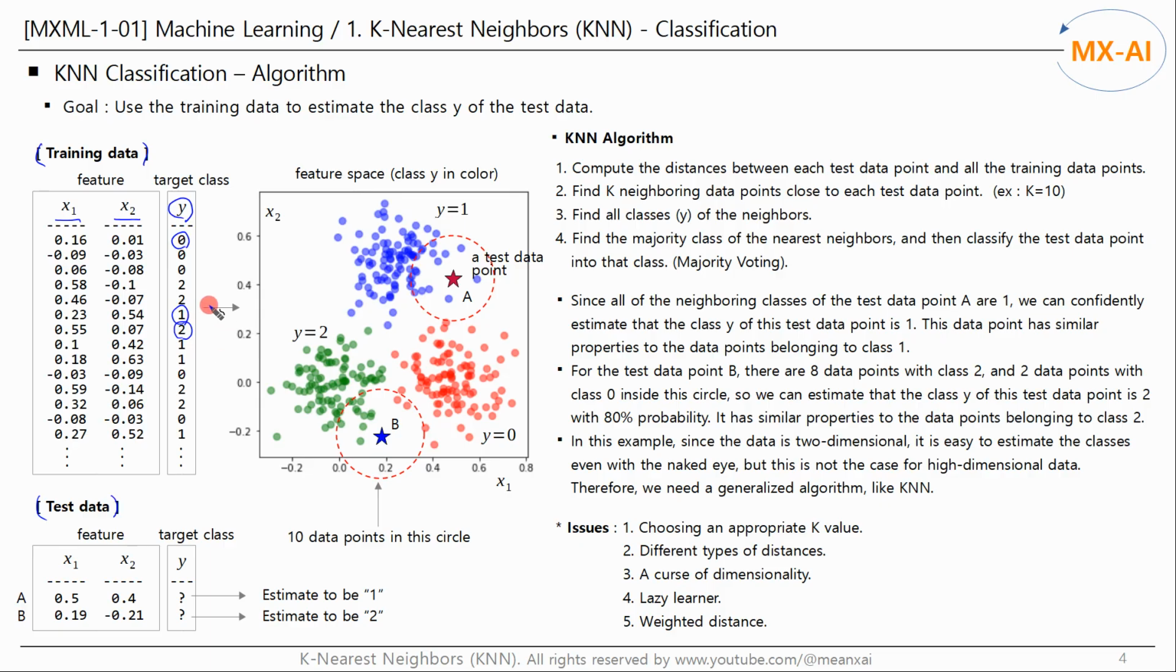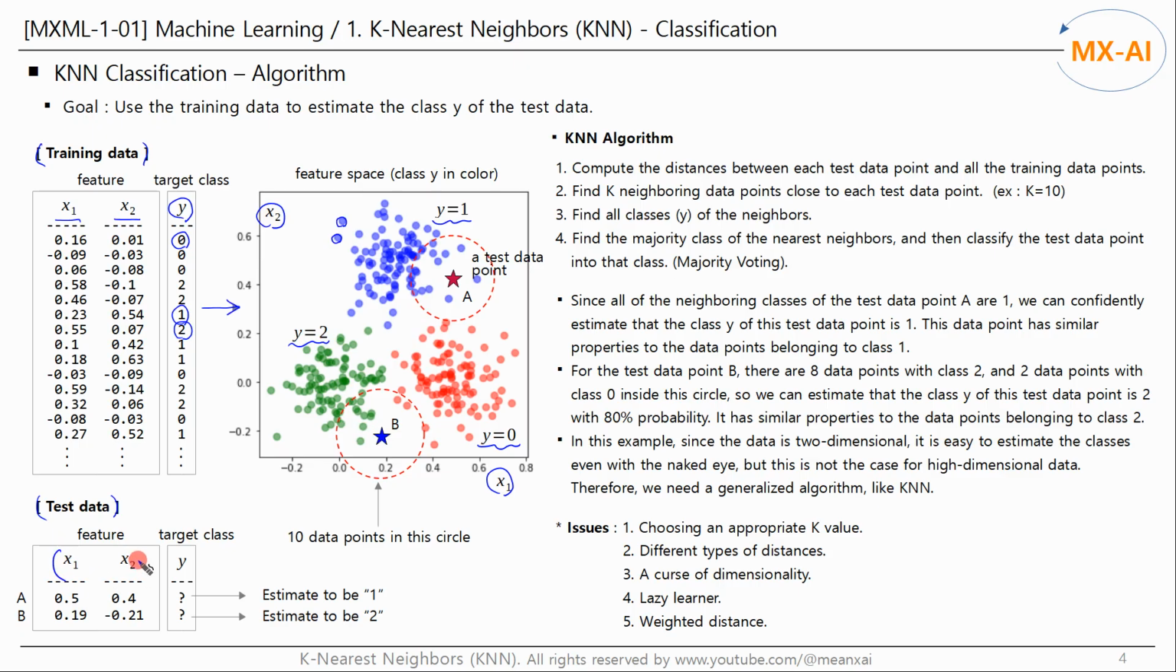If we visualize these data points, it would look like this. Each data point can be represented as a single point on the x1 and x2 axes. And the y values 0, 1, and 2 can be distinguished by different colors like this. If y is 0, this area is colored red. And if y is 1, colored blue. And if y is 2, it's colored green, like this.